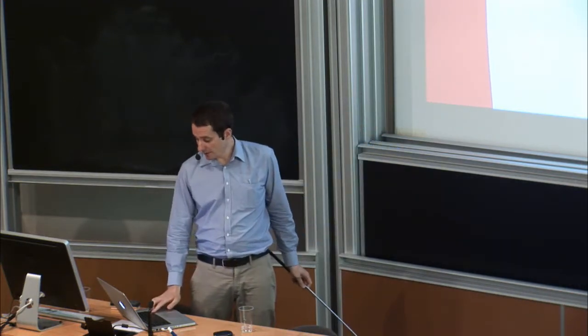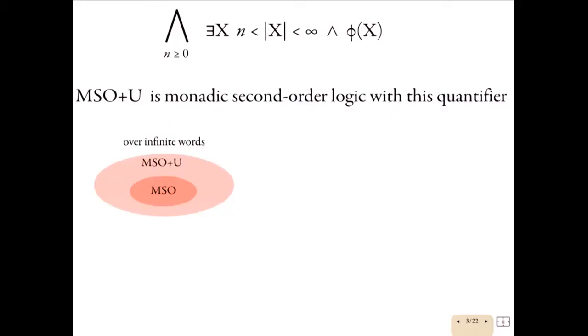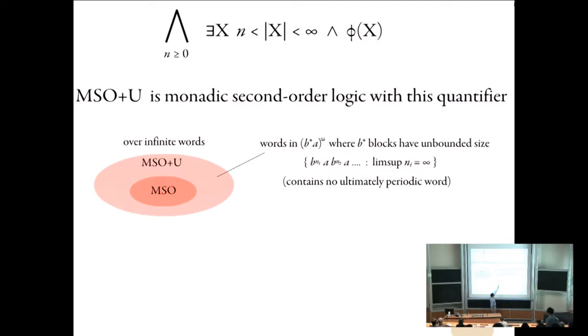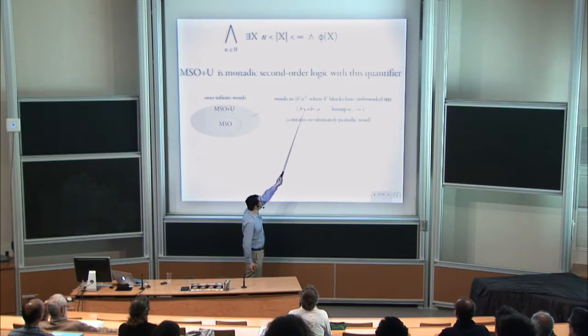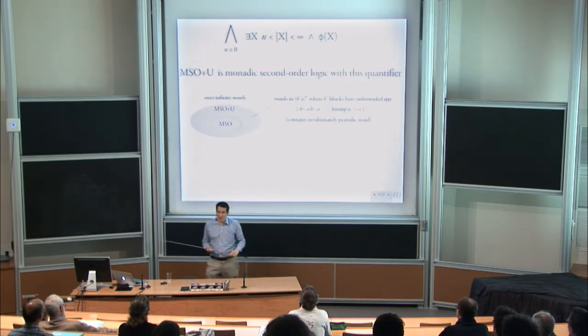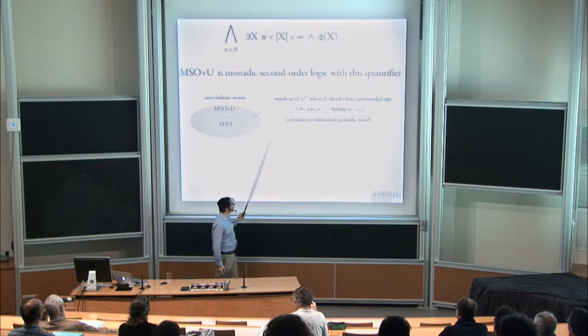Let me give you some examples. First of all, let's observe that it's more powerful than MSO already on infinite words. Here's a more or less canonical example. You look at words where there are infinitely many A's, but the size of the blocks of B's grows and grows and grows. You can write it like this: a certain number of B's and A, a certain number of B's and A, and so on, such that the lim sup of the n's is infinity. This is a typical thing that you can define here.